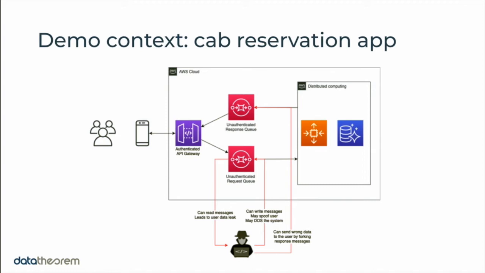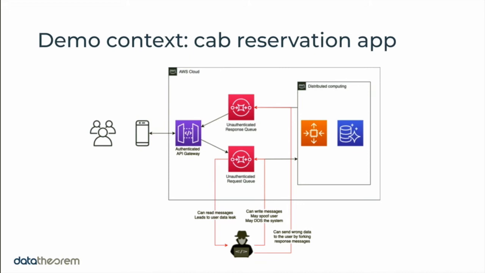So in our case of the cab reservation app, the request queue may contain user data such as geolocation or even personal info, like photos and things like that. So the malicious user can read any message of this queue. So this leads to user data leak. He can also write to those queues. If he writes on the request queue, he can spoof any user and also make a denial of service on the system by sending hundreds or thousands of messages quickly, so the service will be out shortly.